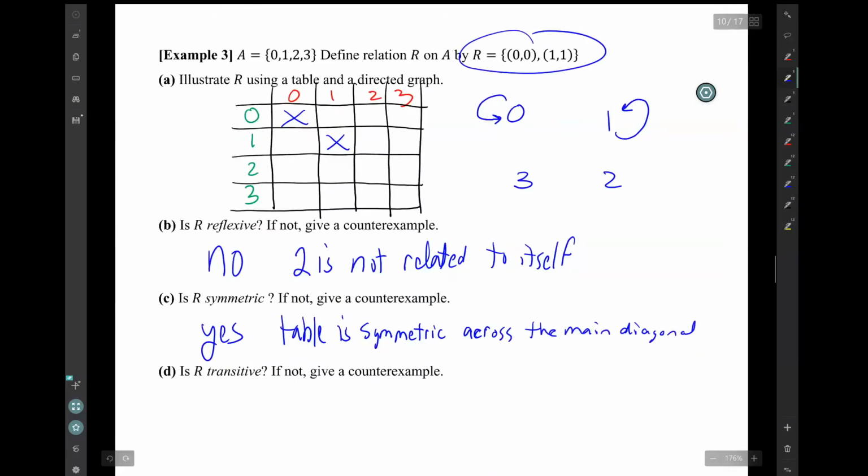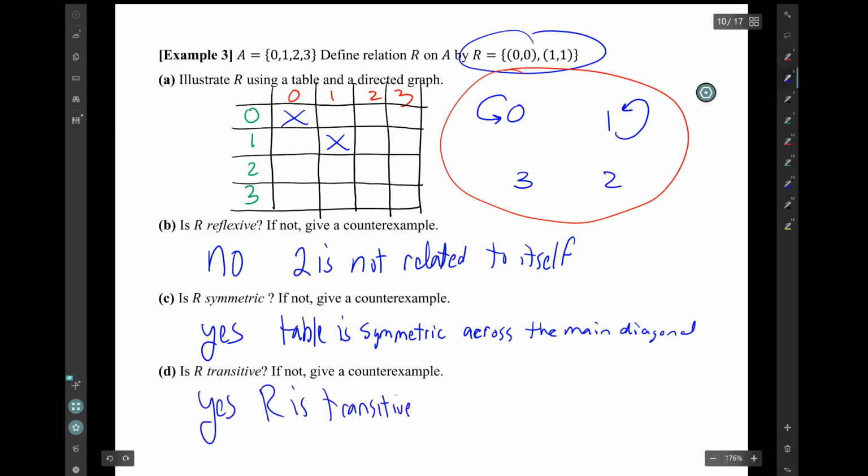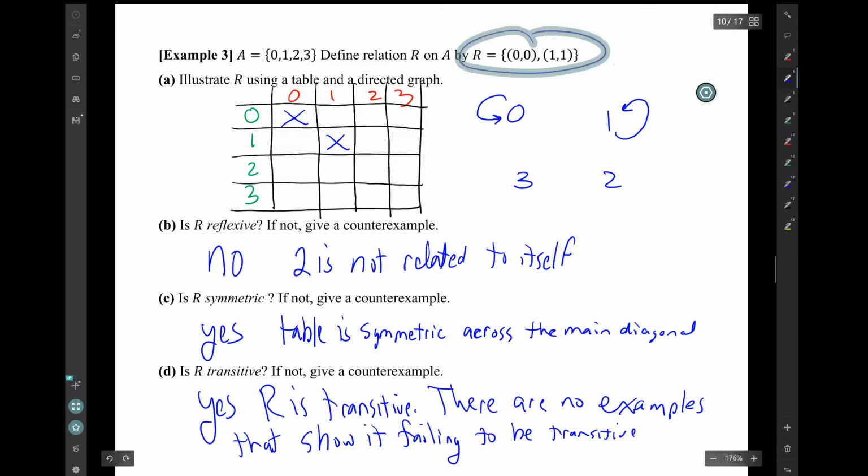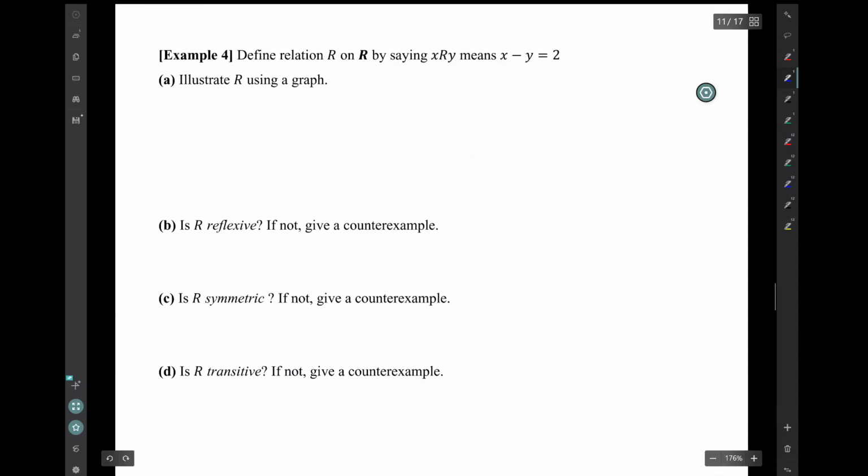In terms of the graph, you'd have to come up with some example of a segmented flight, basically, a segmented path that had no direct path as an alternative. Well, there are no segmented paths, so this relation is transitive. So there are no examples that show this relation failing to be transitive. So it's transitive. Let's go on.